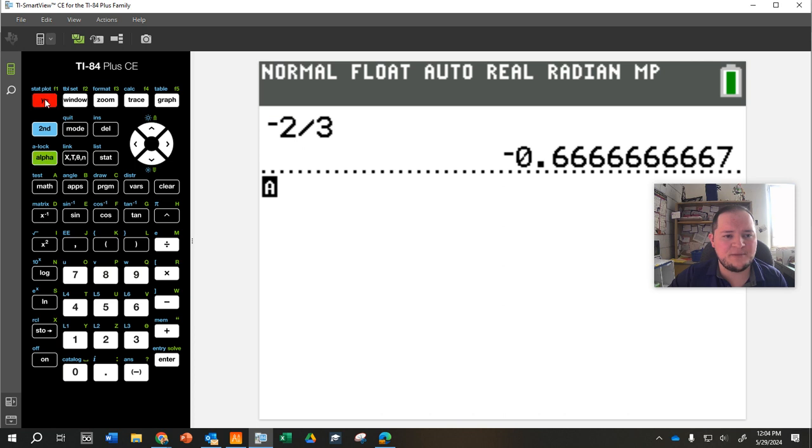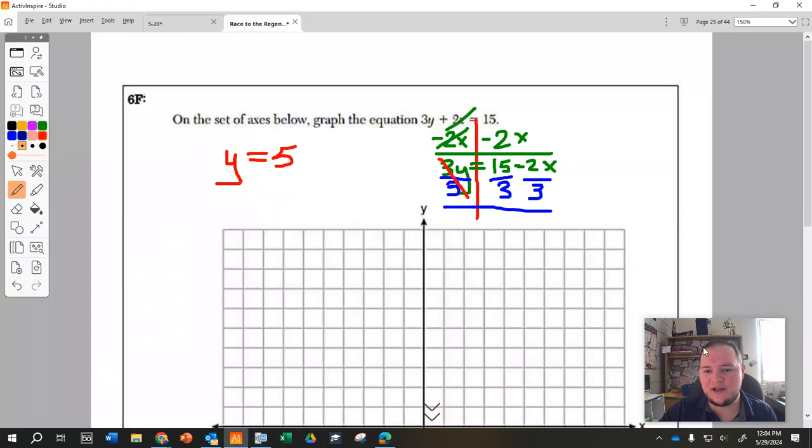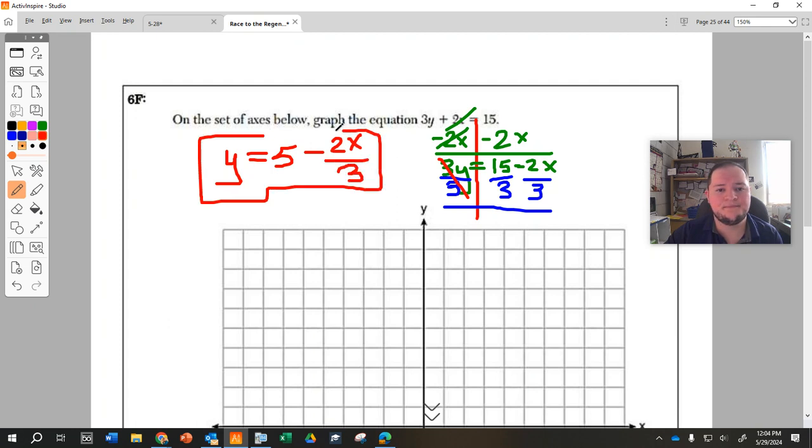Or you can use the fraction buttons and do alpha y equals enter. And similarly, do negative 2 over 3. It just spits it back at you, right? Negative 2 over 3, because it doesn't give you anything clean. So I'm going to leave negative 2x over 3 as minus 2x over 3. Okay? Now at this point, we can take this equation. We need to graph it.